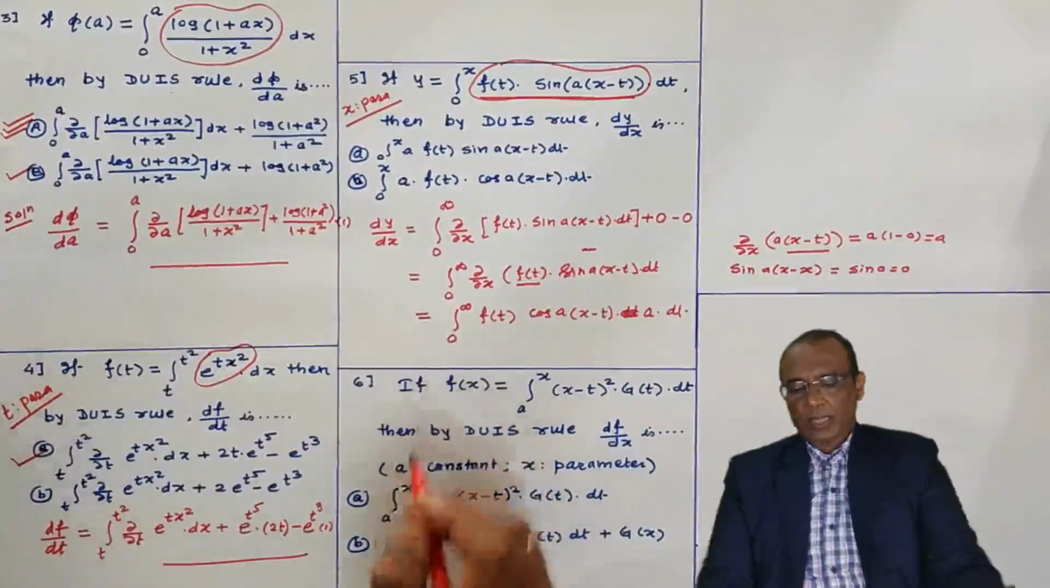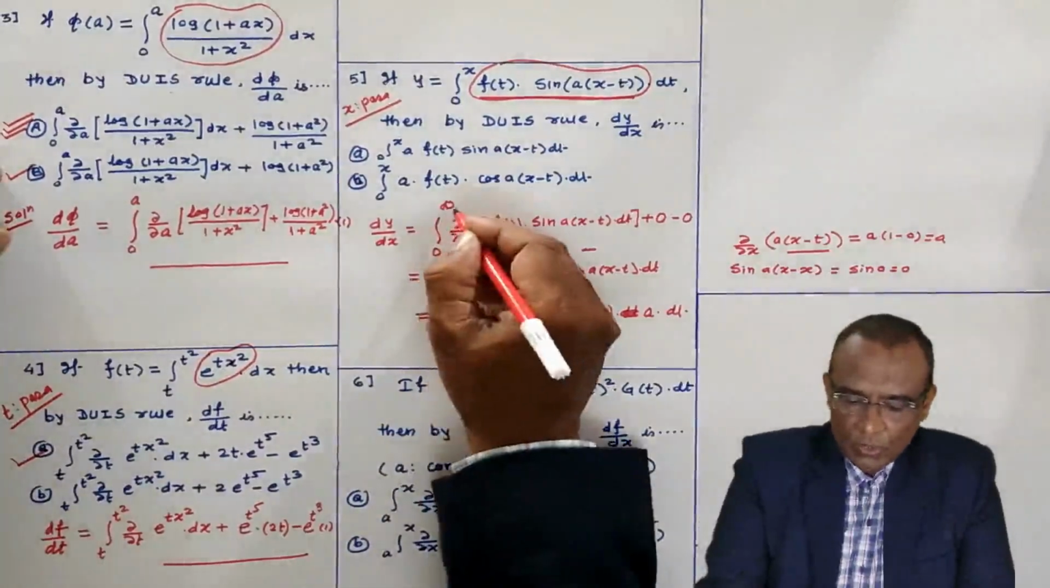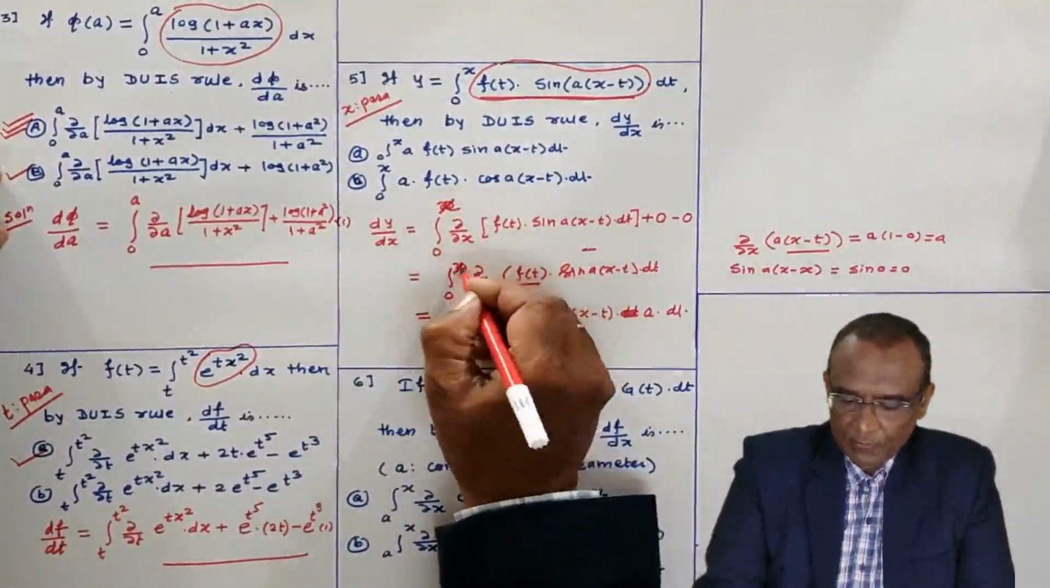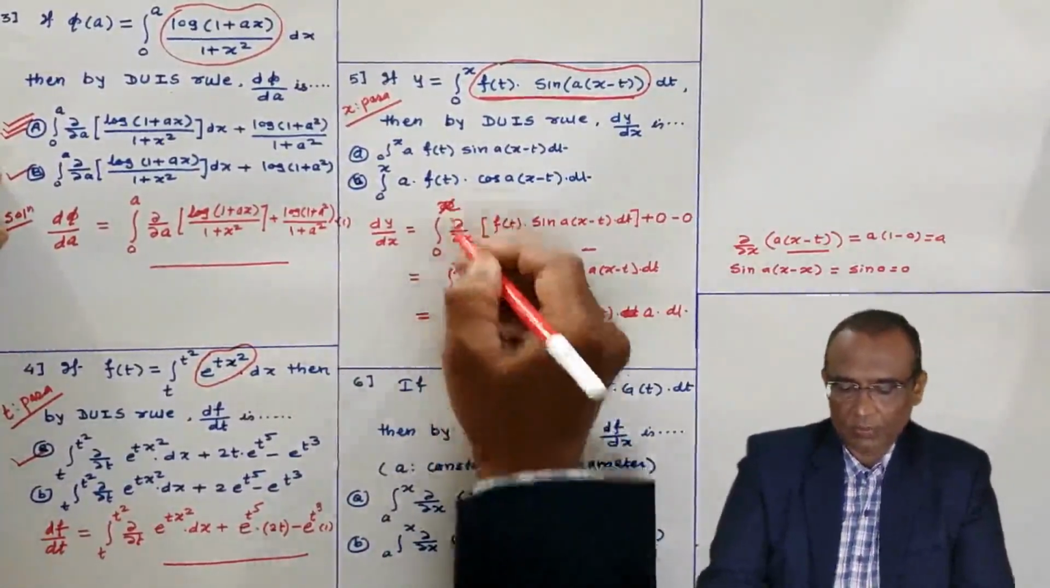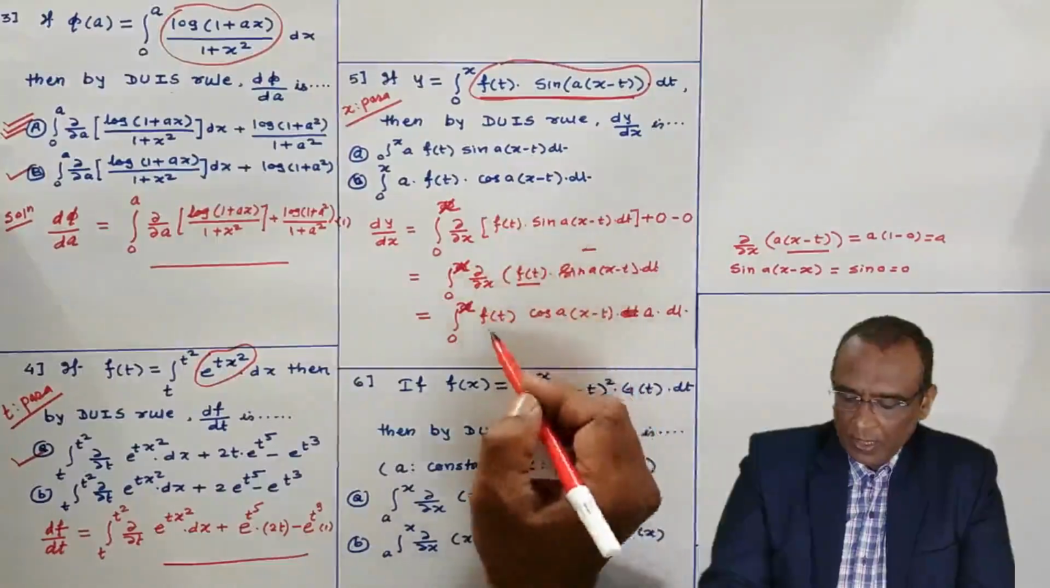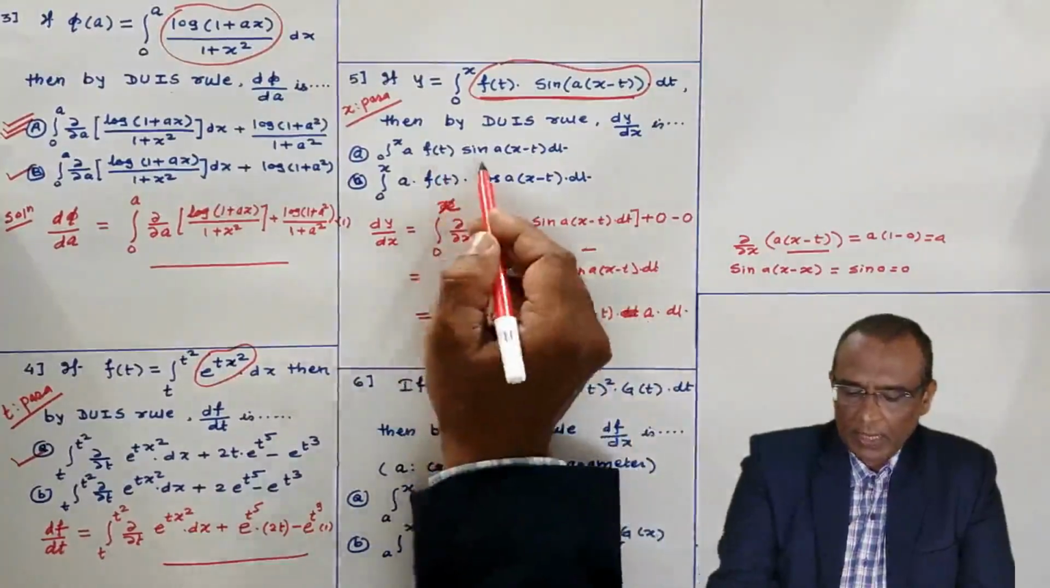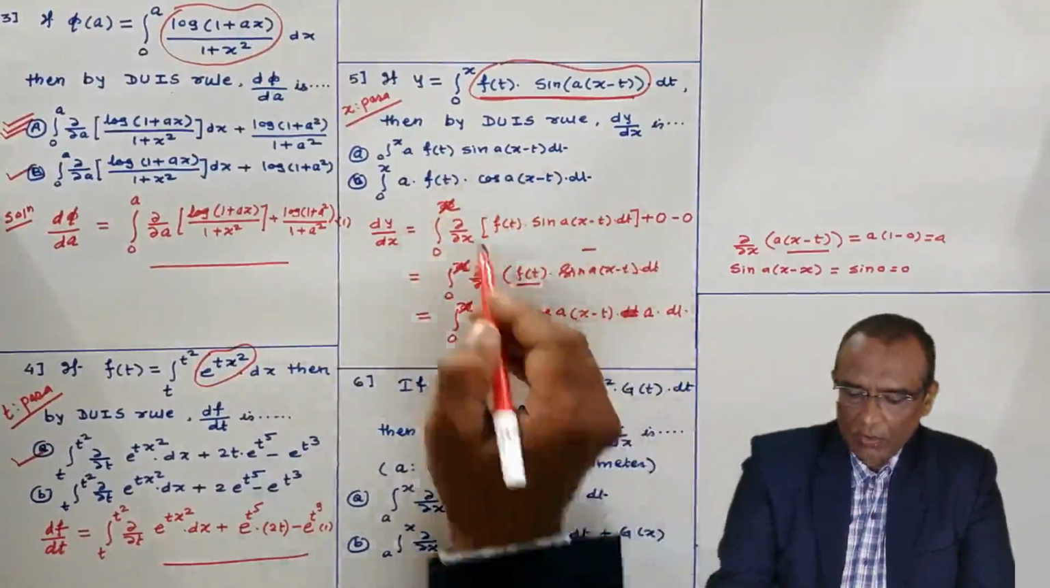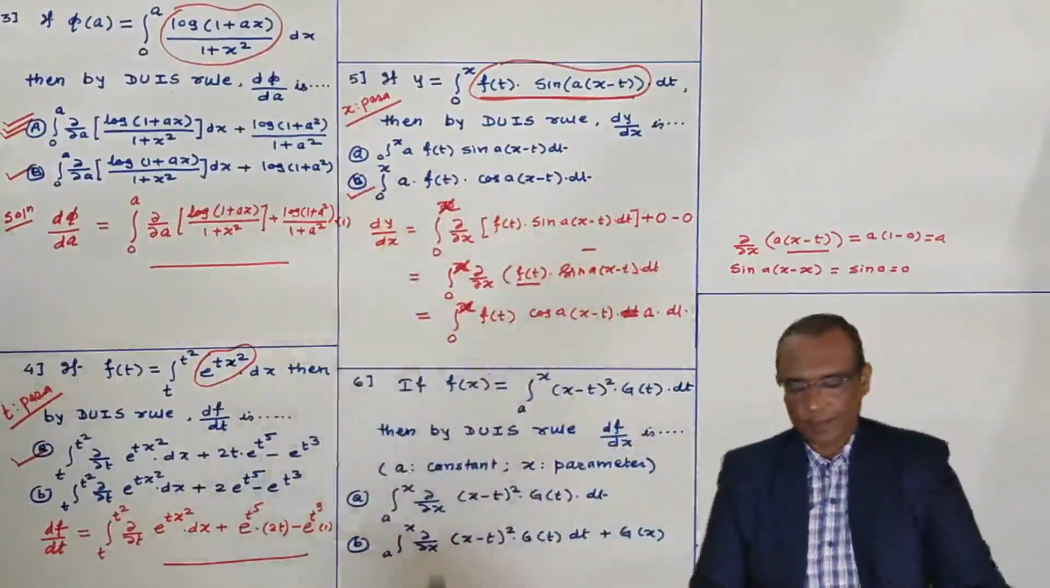Now, which is the correct option here? Here it should be 0 to x. I have written 0 to infinity, but it should be 0 to x. Now, which is the correct option? See, a f(t) sine of ax minus t, and cos of this, so option B is the correct option.